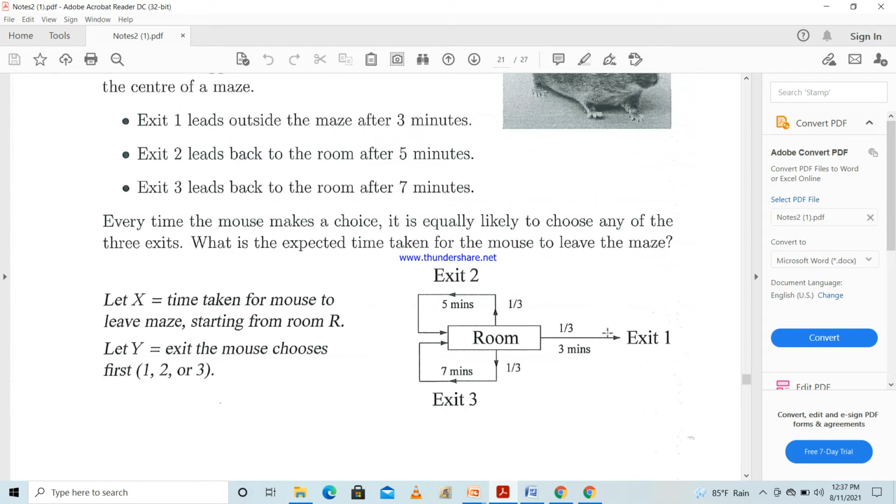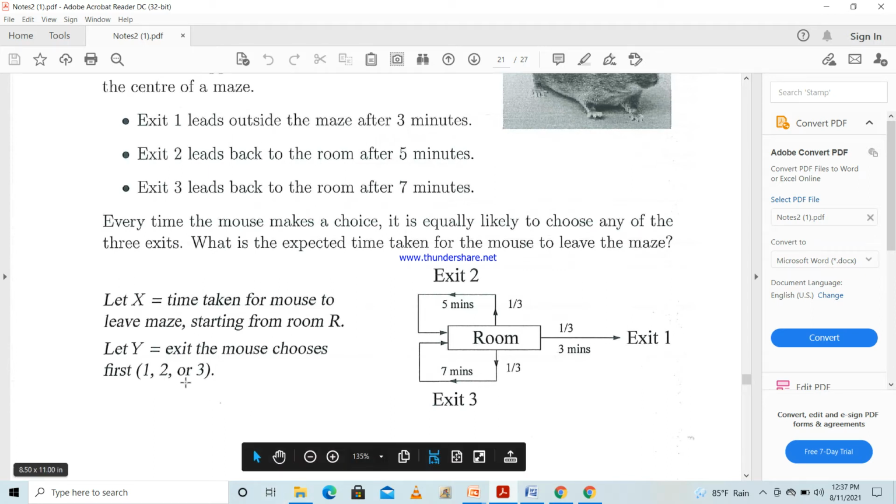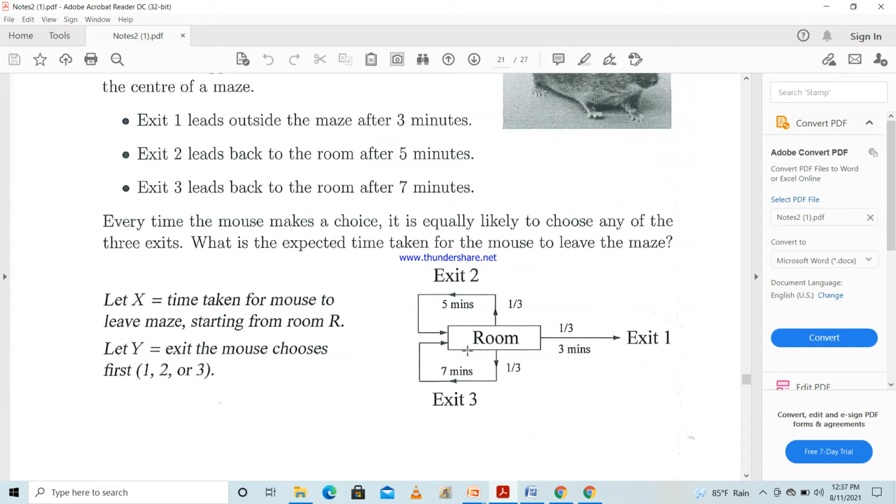The mouse can take exit 1 or exit 2 or exit 3. So the exit options, or the paths that the mouse is going to select, we can take them as the possible options. Let's take them as 1, 2 and 3. And here now the mouse is in this room. That is the current situation.